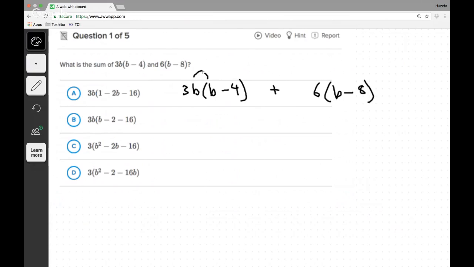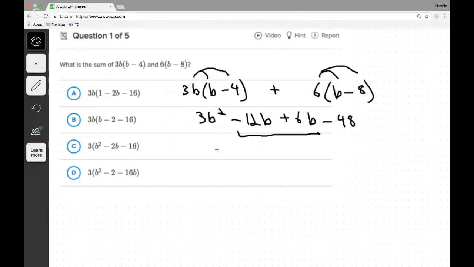This guy distributes here and here. So we get 3b squared minus 12b. This guy distributes here and here, and we get plus 6b minus 48, right? It goes to that negative 8. Now we have two like terms right here we can combine. So we got 3b squared minus 6b minus 48.